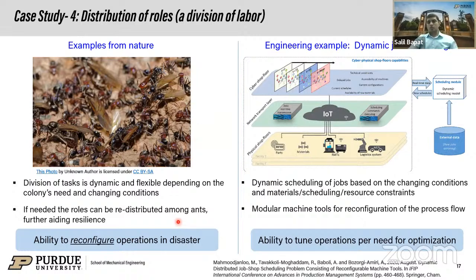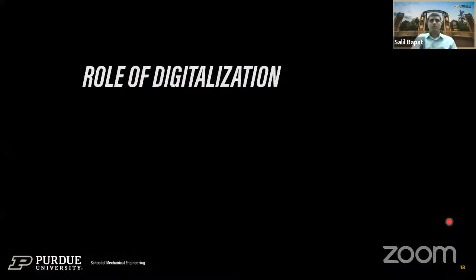Now, where can this be used in an industrial setting from a manufacturing perspective? An engineering example is dynamic job scheduling, where based on the changing conditions of materials, scheduling, and resource constraints, you can have modular machine tools to reconfigure the process flow. Again, the whole idea is to be more flexible as opposed to more robust. And flexibility gives you the resilience that you need. So four examples from nature, four counterparts in manufacturing.